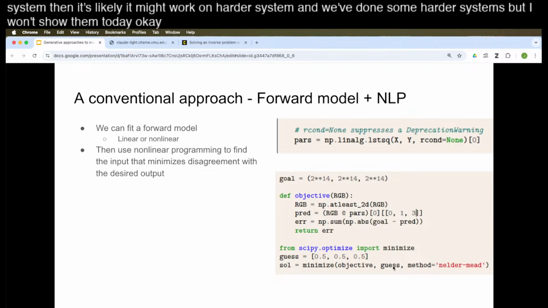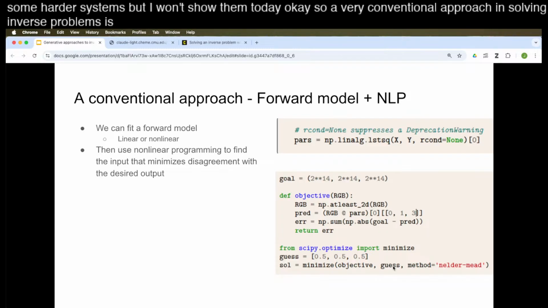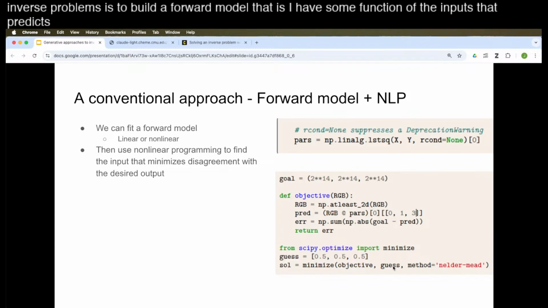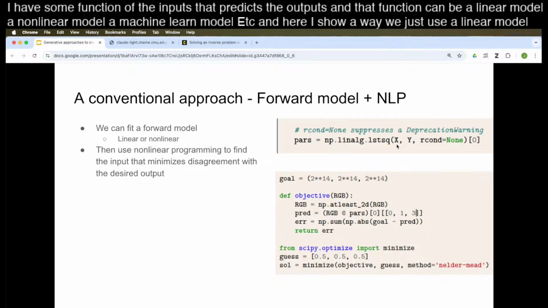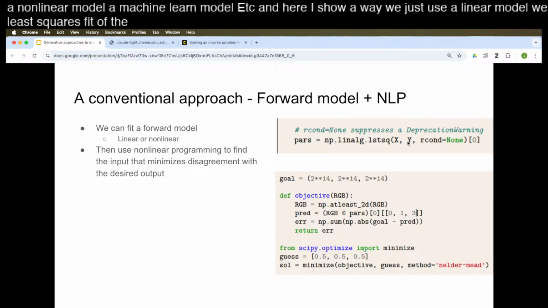Okay, so a very conventional approach in solving inverse problems is to build a forward model. That is, I have some function of the inputs that predicts the outputs. And that function can be a linear model, a nonlinear model, a machine learned model, etc. And here I show a way we just use a linear model. We do a least squares fit of the inputs x to the outputs y and get the parameters.